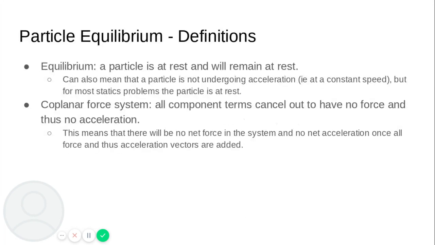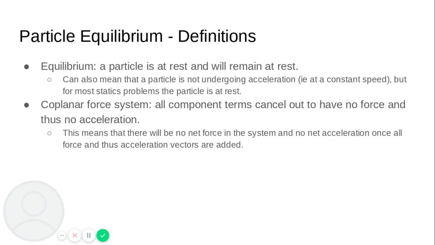So today we're going to talk about particle equilibrium. Just some definitions. Equilibrium is when a particle is at rest and will remain at rest. It can also be used in the context where a particle isn't undergoing acceleration, so at a constant speed, but in most statics problems, the particle is at rest.